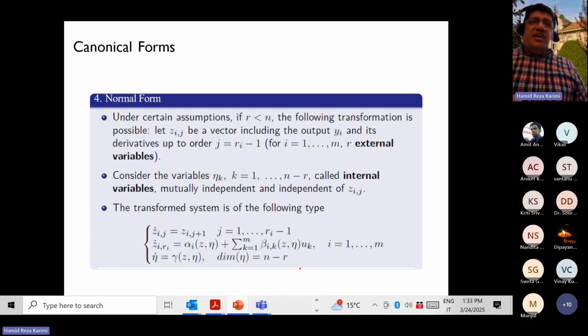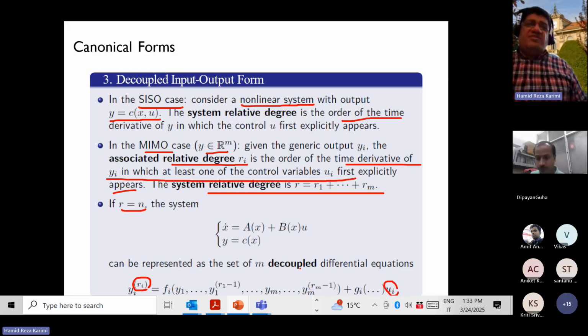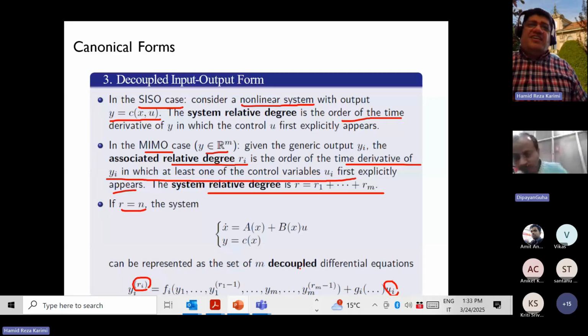The other form is the normal form, but because of time, if you agree, we can stop at this form. Next time, when I continue the topic of sliding mode, I can continue from this part and discuss it. Because of the time, we can stop at this slide, and the rest we can discuss next time.